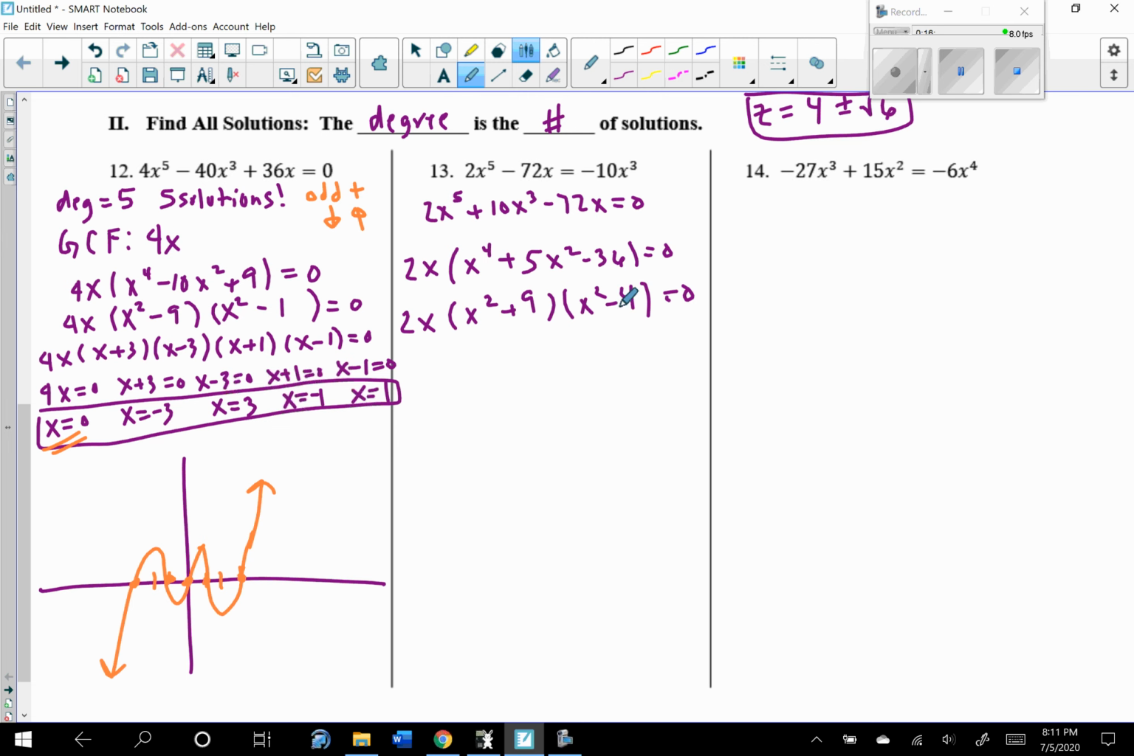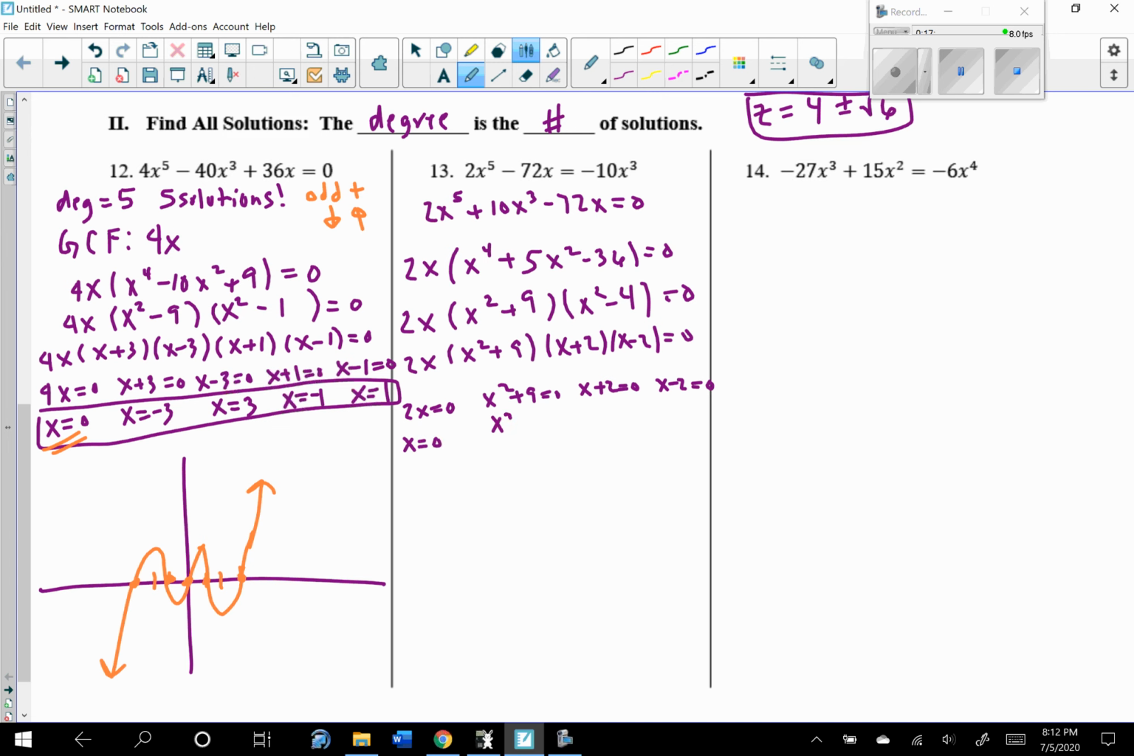These right here, the x squared minus 4 factors further. This one does not because we don't have the sum of squares, remember. We only have the difference of two squares. So this becomes 2x times x squared plus 9 times x plus 2 times x minus 2 equals 0. So this then is the factored form. We can go ahead and set each factor equal to 0 and solve. And so here we get x equals 0.